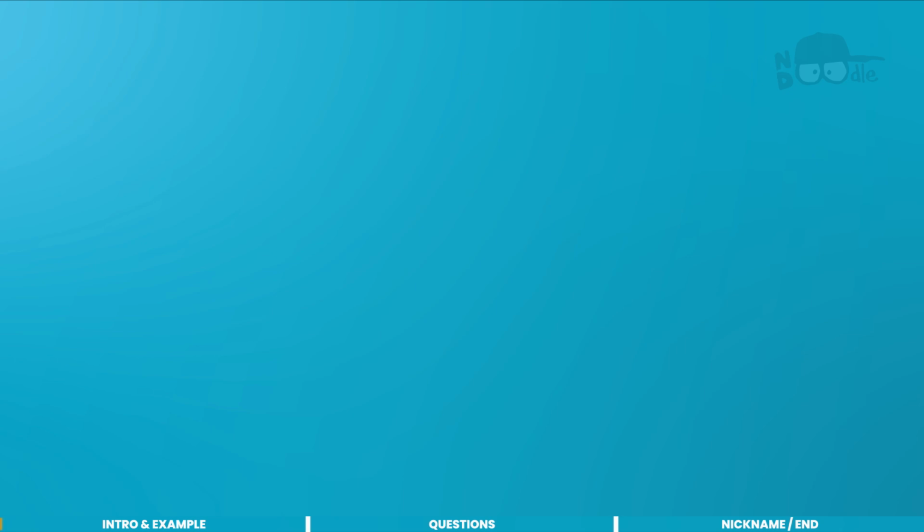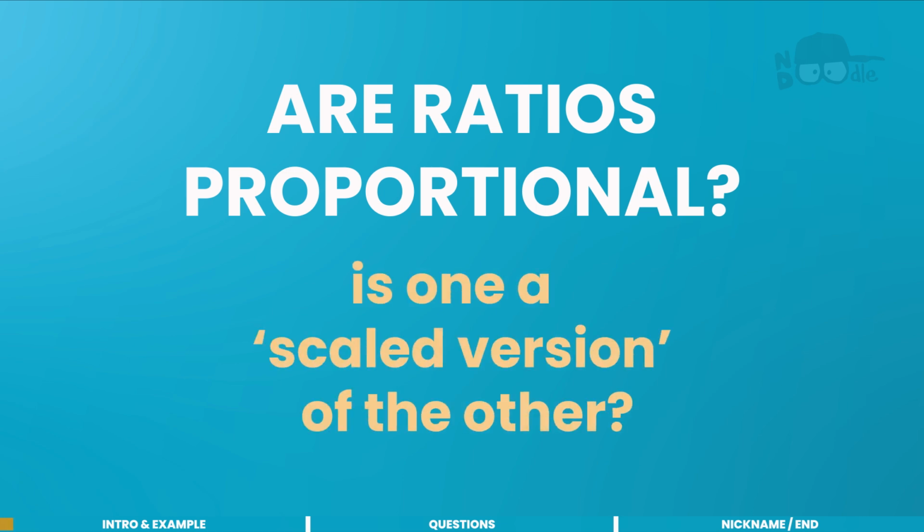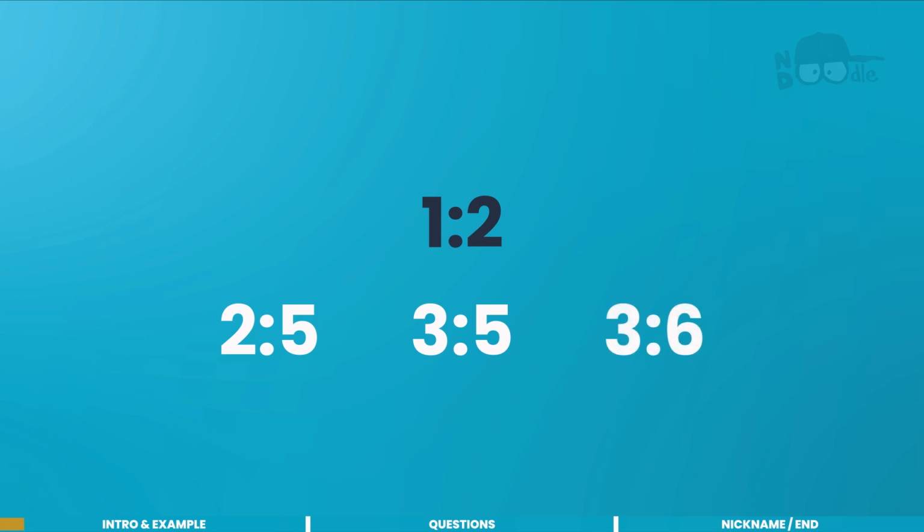Sometimes we are asked to check whether two ratios are proportional to one another. All this really means is, is one ratio just a scaled up version of the other? As a simple example, let's take a look at a ratio of 1 to 2. Which of these other ratios are proportional to it? You can probably tell just by looking, but questions won't usually be this simple, so let's do it properly.